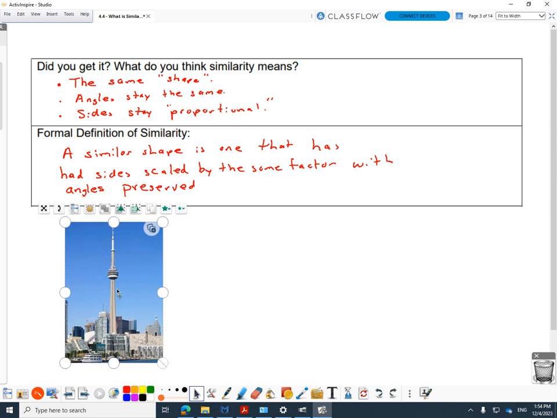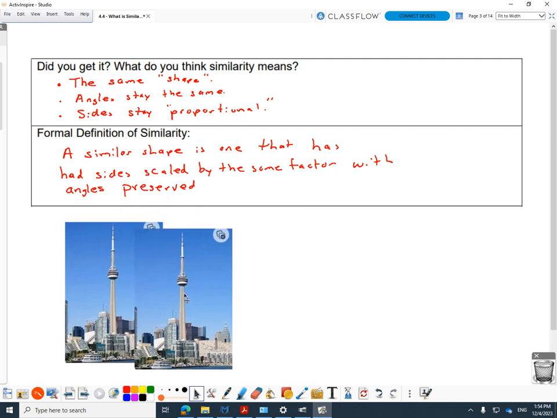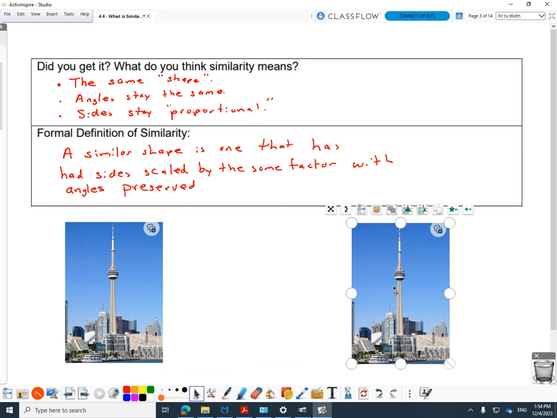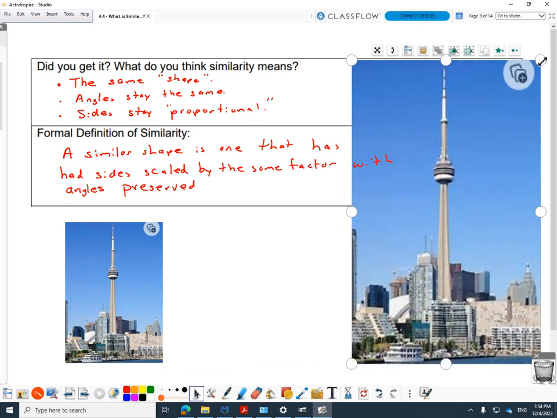Anyways, here, watch this. This is my real moment coming here. I'm going to duplicate that and take this CN Tower over here. Huh? Same shape. Same shape. Yeah? Just been scaled up.